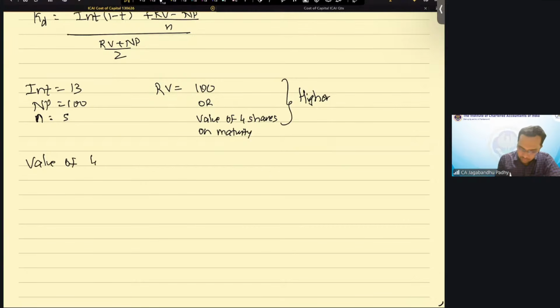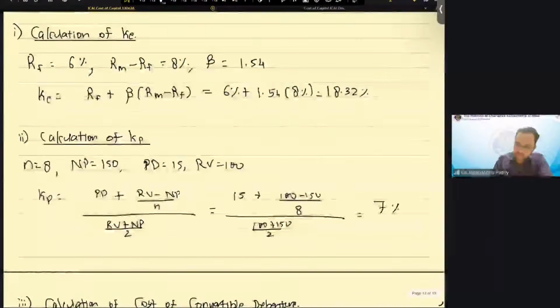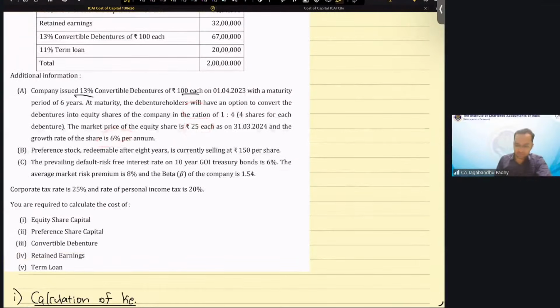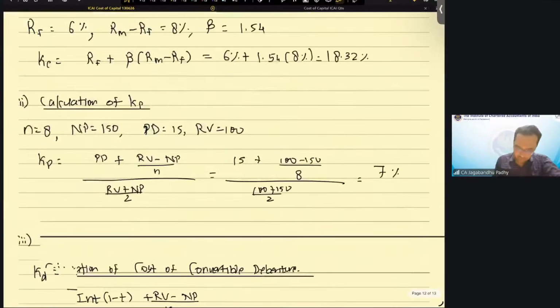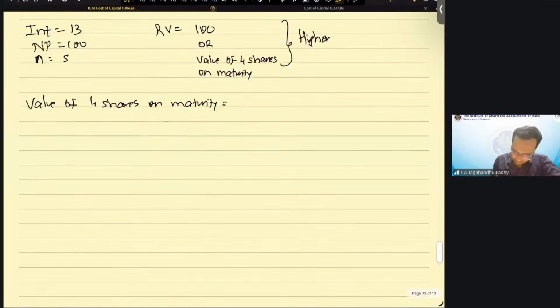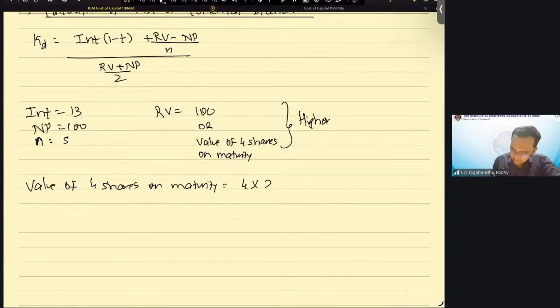So value of 4 shares on maturity. What is the current market price given? Current market price is 25. And these shares are going to increase at 6% every year. So you can say value of shares on maturity will be 4 into 25, each share value, multiplied by 1.06 because it's going to grow at 6% every year.